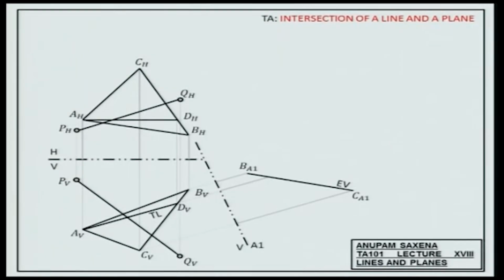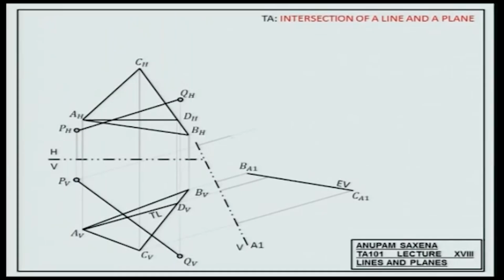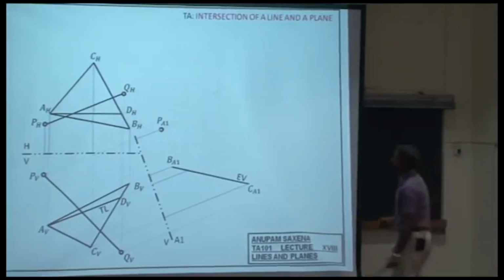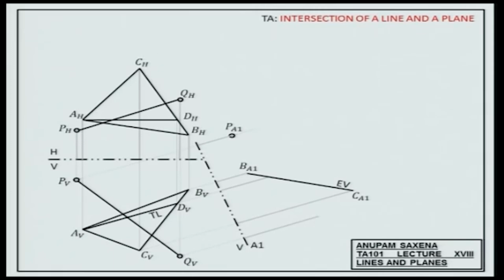Okay? Now, shoot the projections from PV and QV. Measure the distance. This one. Transfer that distance over here. Projection out from QV. That's PA1, of course. Measure that distance and transfer it over there.